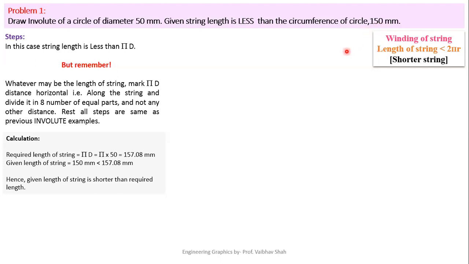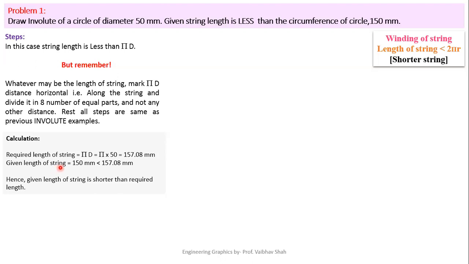So now let us first assume that we are winding of the string. In this case, the length of the string would be less than your circumferential length, which would be 2 pi r or pi d, you can say. Now, so here length of string is less than your circumferential length. That means that obviously you will be having shorter length of a string. So we are dealing with the shorter string. So now, before moving ahead, let us first understand what is required length of string and given length of string. So here we must calculate the required length of string and also the given length of string.